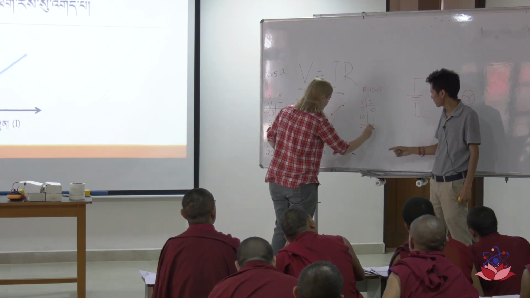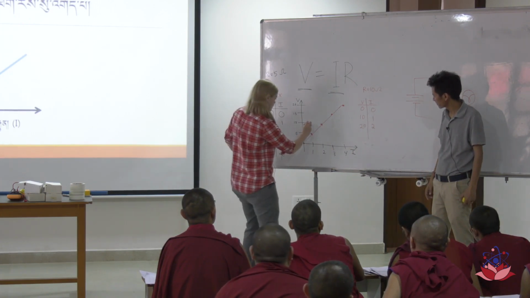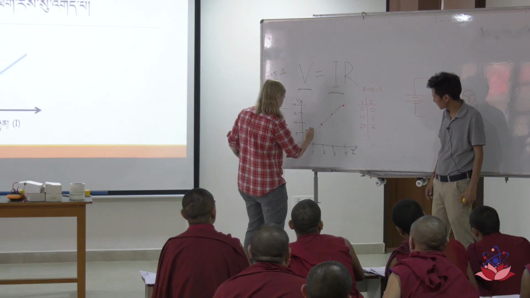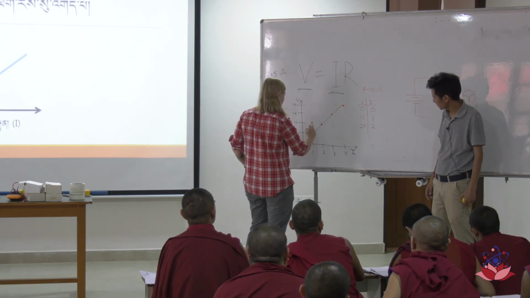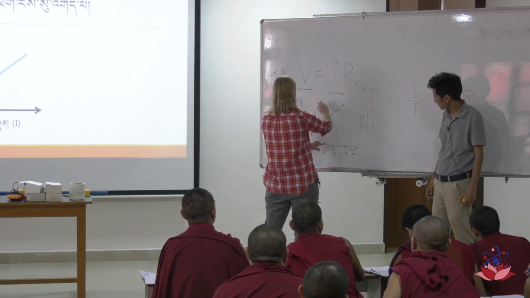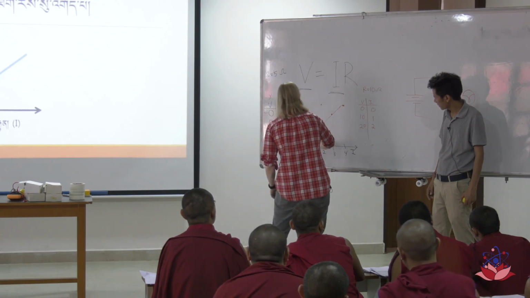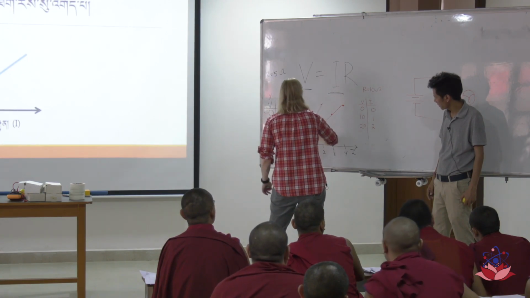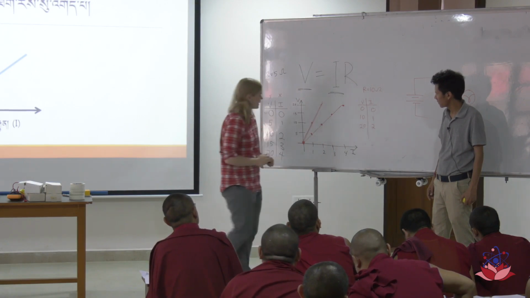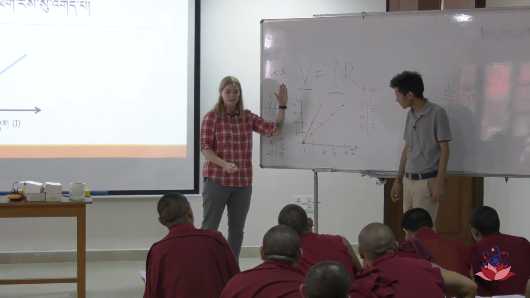Okay. So if we plot this one, then our first point is still here. Our second point is here. And our third point is up here. So we end up with another straight line, but it's a steeper straight line.